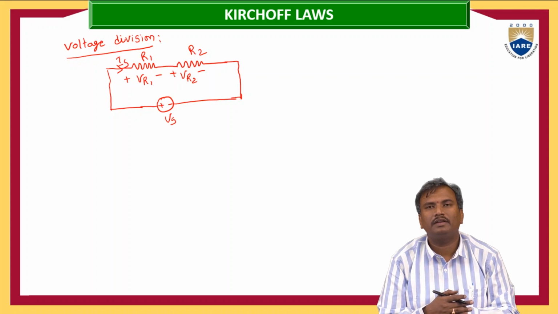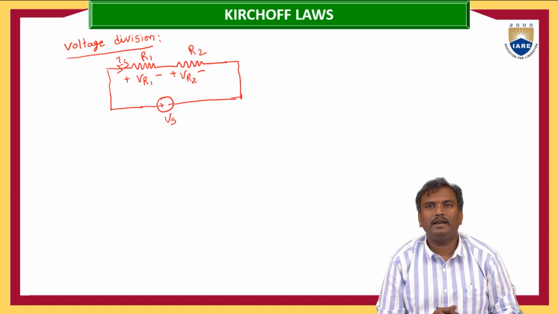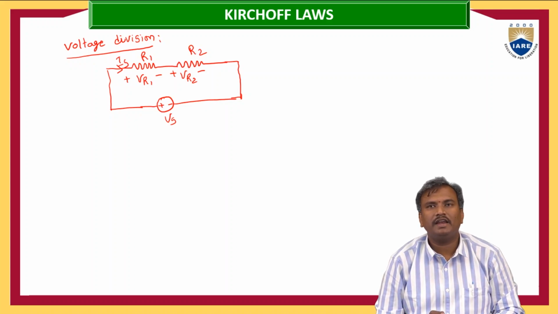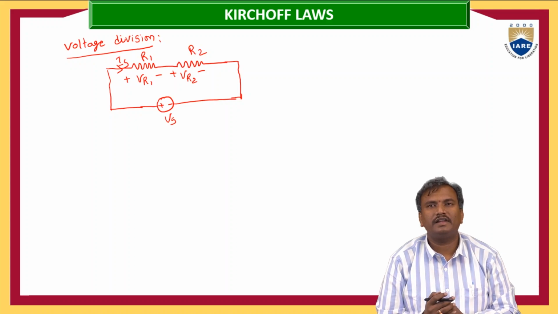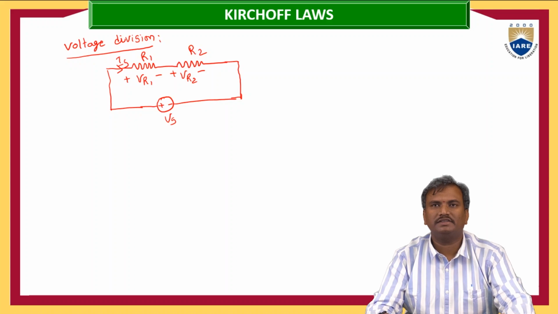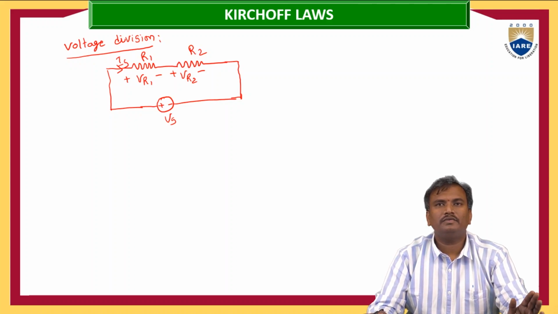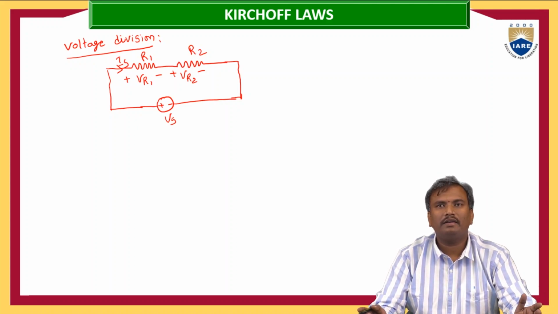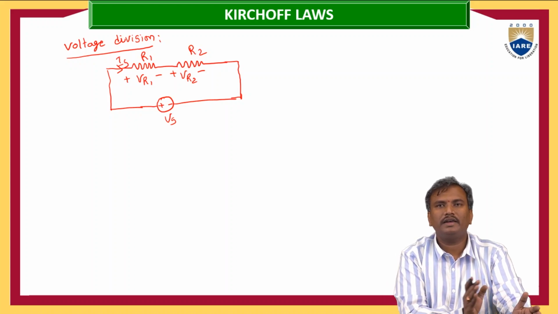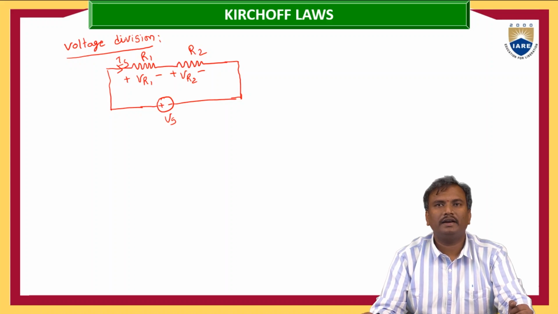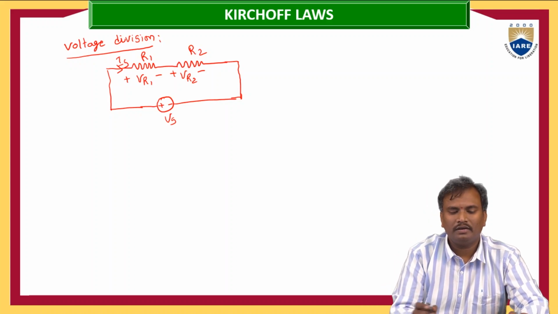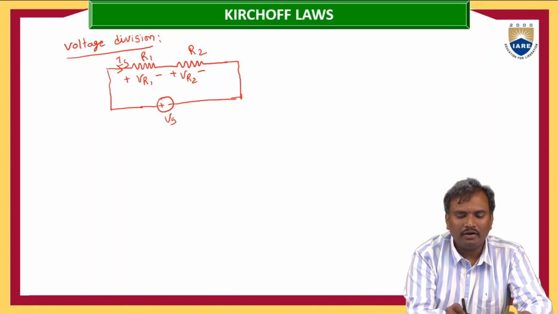Whereas when we go with series connected elements, the current is same because there is no other path for the current to flow, and voltage will be divided across the resistors corresponding to the resistors. Okay, so for that we have to calculate what is the voltage across each and every element when the elements are connected in series.